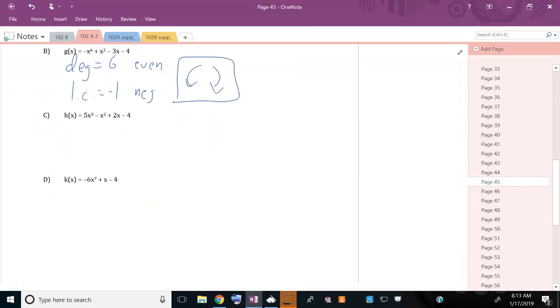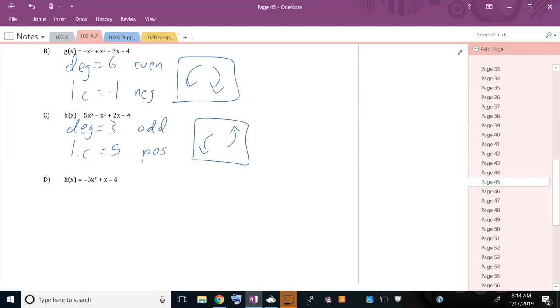Let's scroll down. My next one, h of x, 5x cubed minus x squared plus 2x minus 4. So here, the degree is 3, which is odd. And my leading coefficient is 5, which is positive. So this will be going down on the left and up on the right.